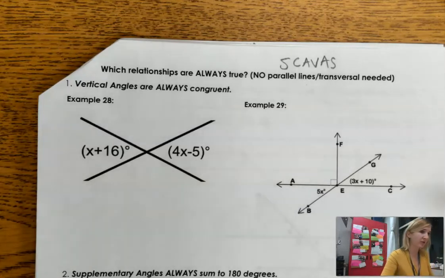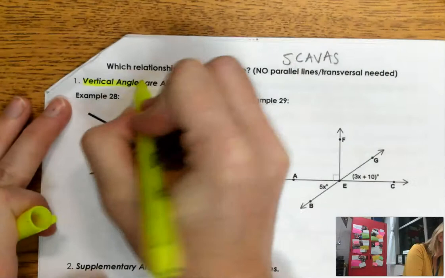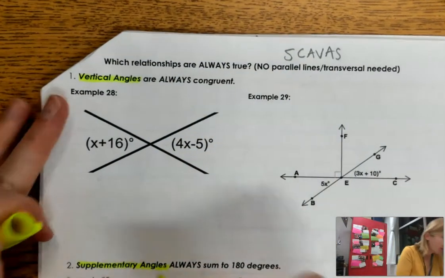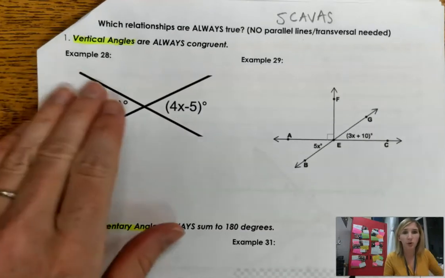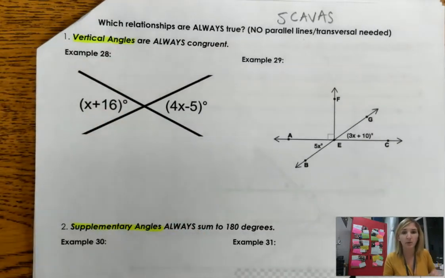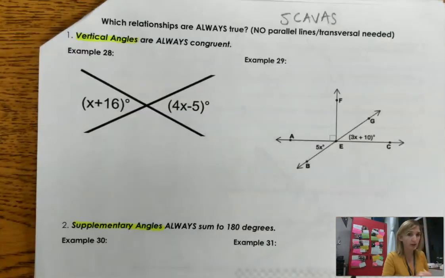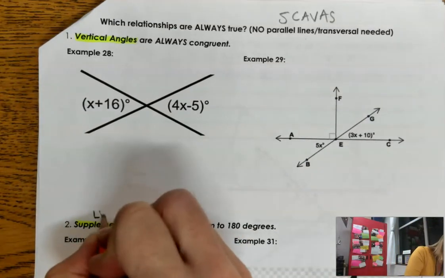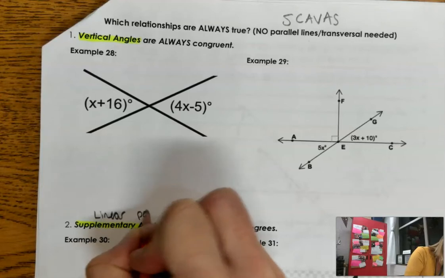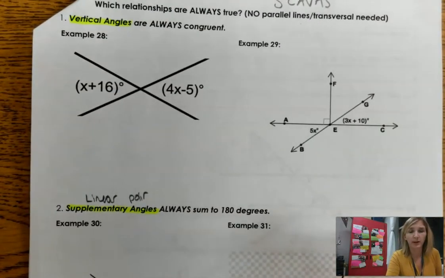And the 2 that exist no matter what are vertical angles and supplementary angles. So you do not need parallel lines cut by a transversal for vertical angles to be congruent and supplementary angles to sum to 180. The vertical angles are always congruent. You just need an intersection of 2 lines. And supplementary angles, you just need a linear pair. All right. So let's go ahead and work out some vertical angle problems here.